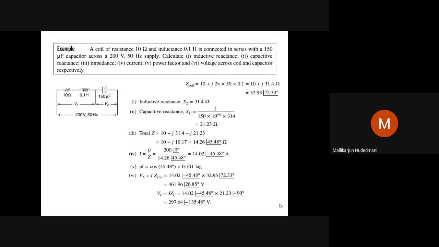Review of basic electrical engineering subject. Today, let us take a few problems on a single phase AC series circuit. Okay, let us take a problem.